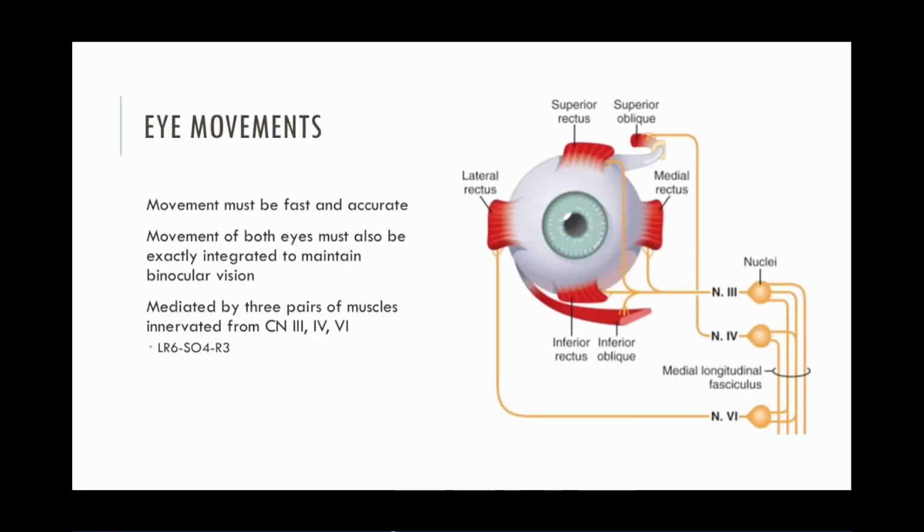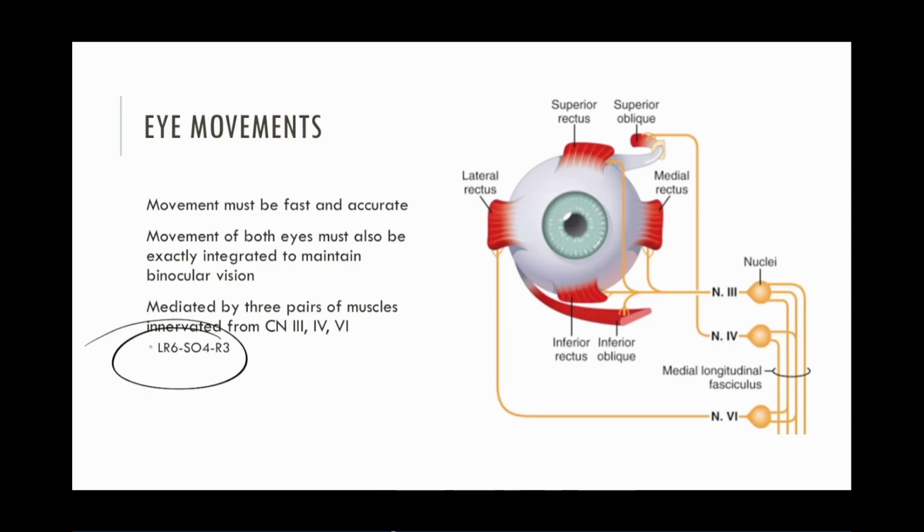Eye movements, how do we move our eye? Just remember this there at the bottom. I'm not going to ask you anything else. LR6, lateral rectus, cranial nerve 6. SO4 is superior oblique from the 4th cranial nerve. And the rest are 3, the oculomotor. So I'm not going to ask you what direction they go in. Just know LR6, SO4, R3 with regards to eye movements.